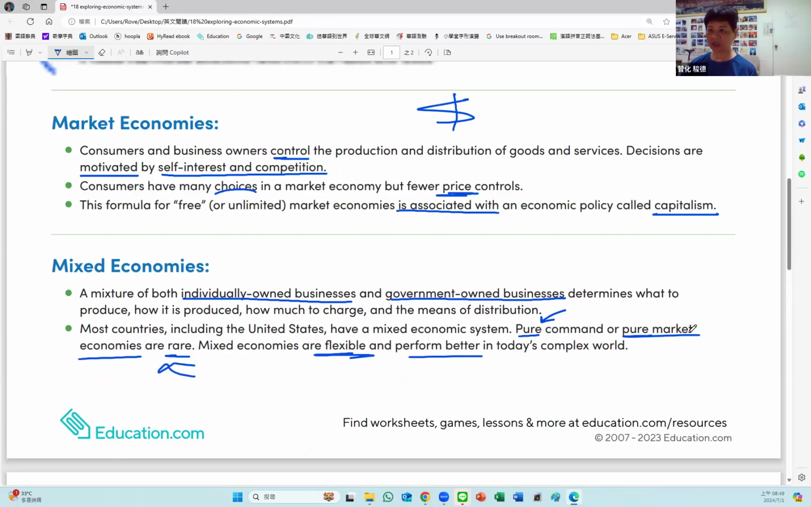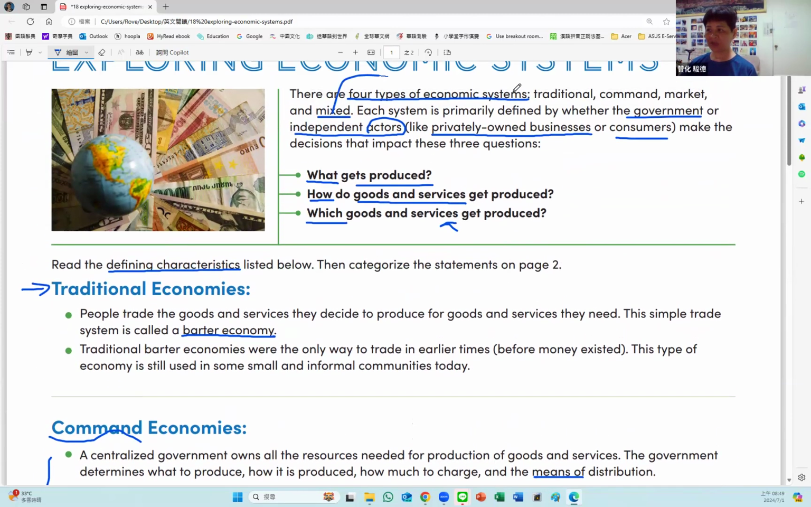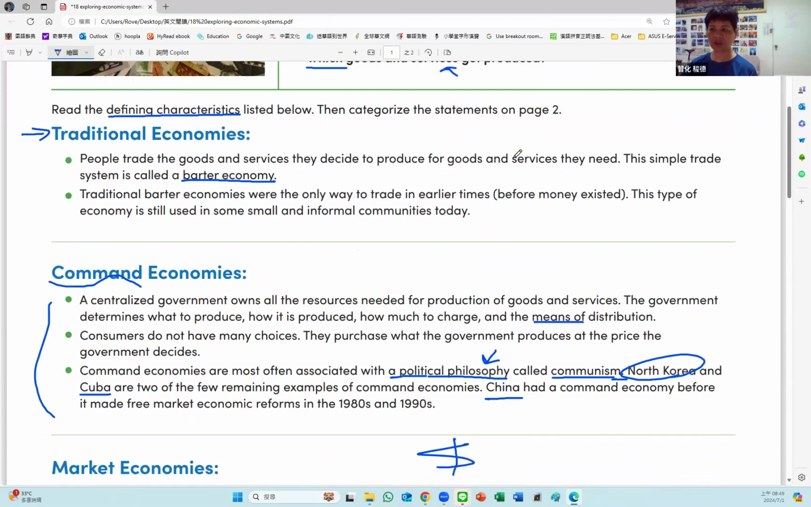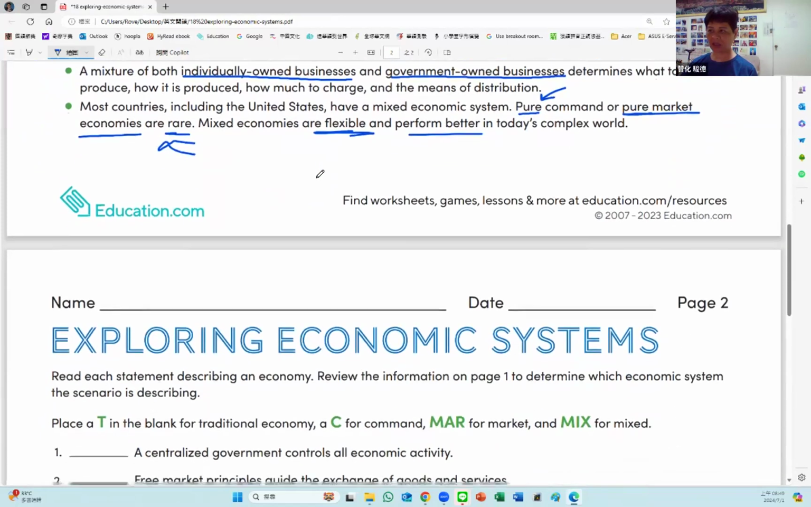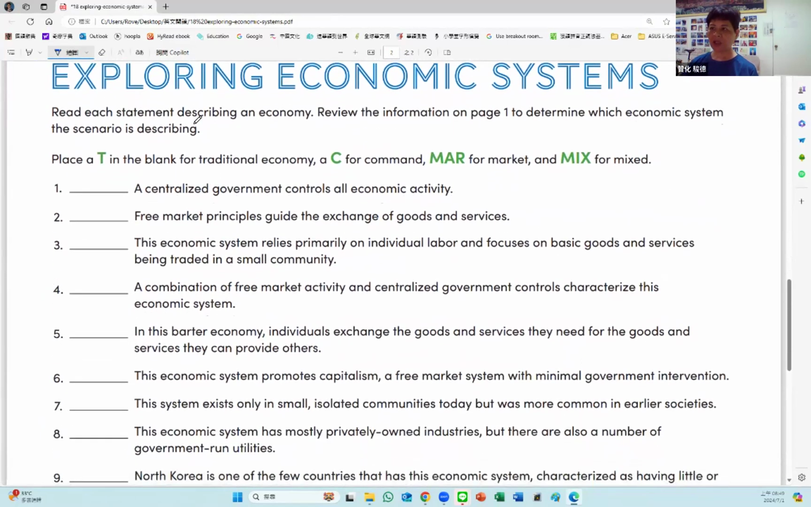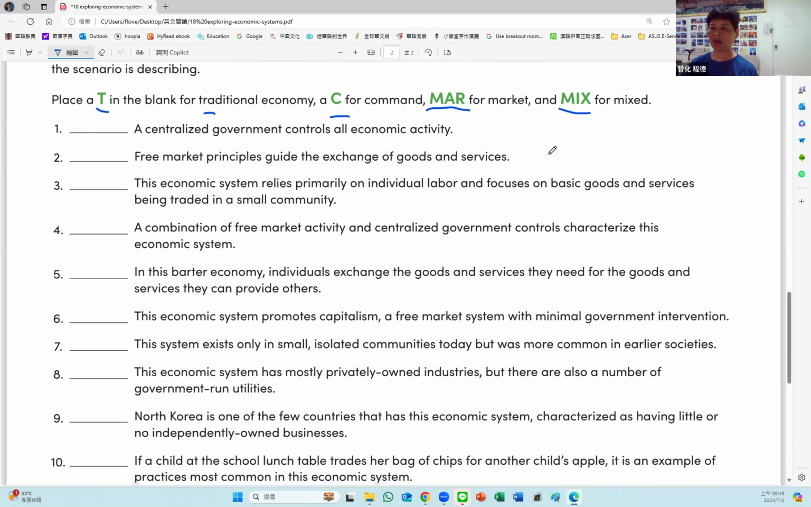All right, that's what we have here, talking about the four types of economic system: traditional, command, market or free market, and mixed. Today is most likely mixed. So let's read the following questions to decide which one each belongs to. T is traditional, C means command, MAR means market, and mix means mixed. Okay, number 1.